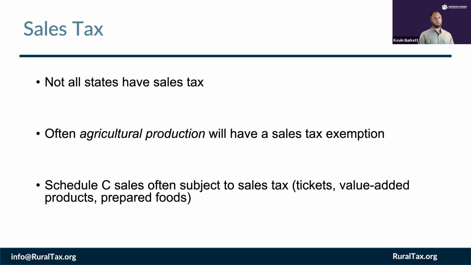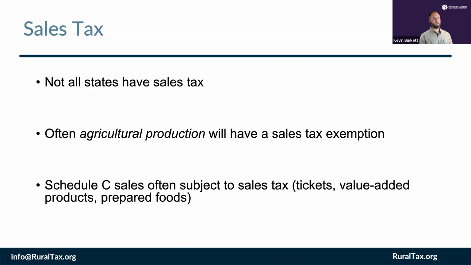So sales taxes, not all states have sales tax, but often agricultural production will be sales tax exempt. So we're talking we've produced an item from the farm, be it livestock, be it vegetables, be it crops of some kind. Oftentimes they are exempt from sales tax. But when we've turned that product into, say, a value added product, or we're selling prepared foods, like they've come to the farm as part of a fall field day, or we're selling a ticket as part of their entrance onto the farm, those items are going to be subject to sales tax.